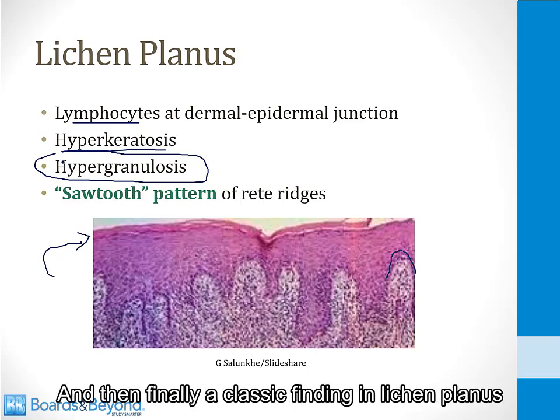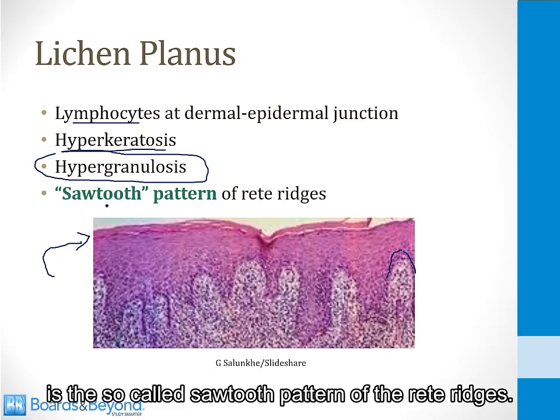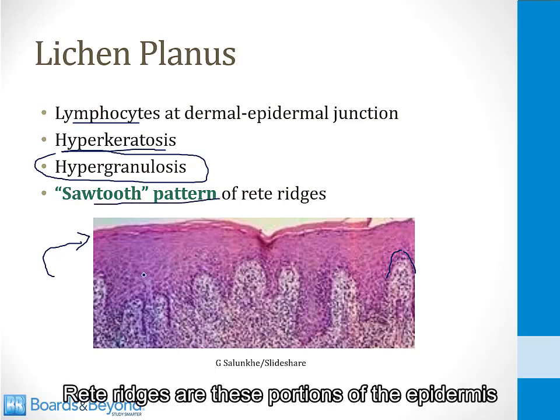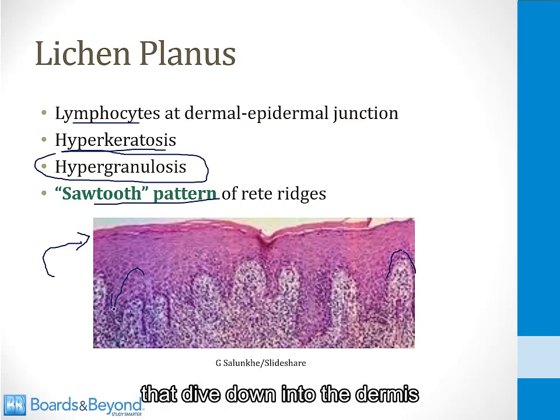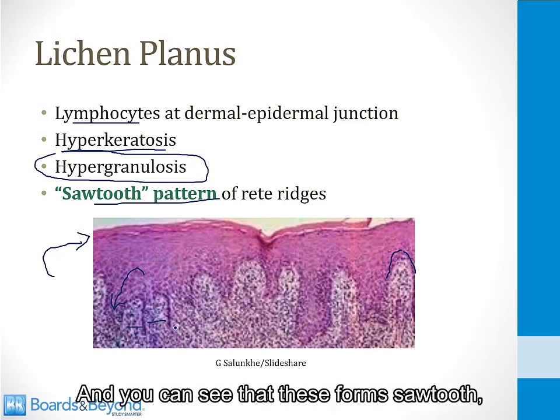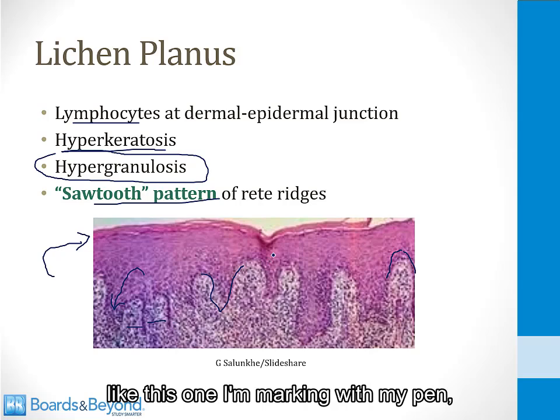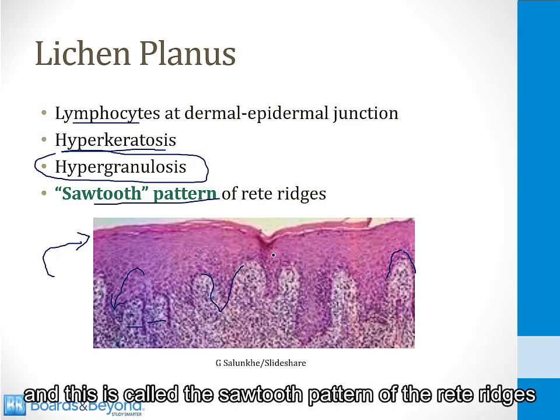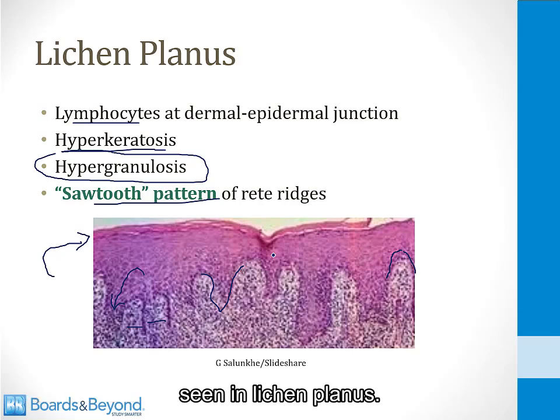And then finally, a classic finding in lichen planus is the so-called sawtooth pattern of the rete ridges. Rete ridges are these portions of the epidermis that dive down into the dermis. They're between the dermal papillae, like this one here and this one here. And you can see that these form sawtooths like this one I'm marking with my pen. And this is called the sawtooth pattern of the rete ridges seen in lichen planus.